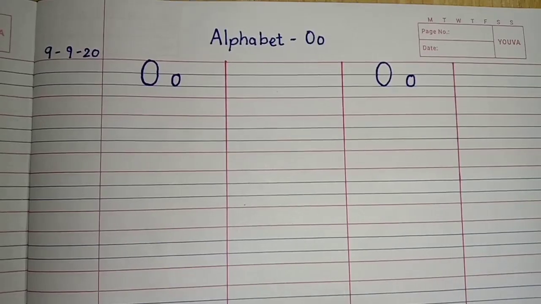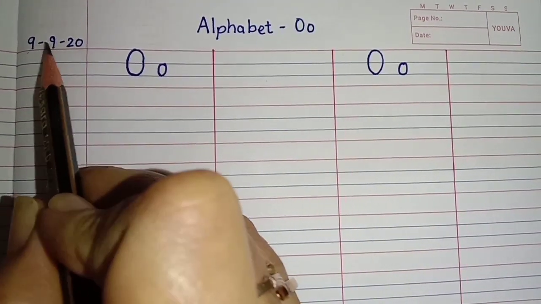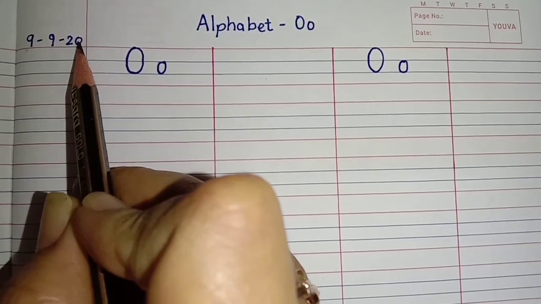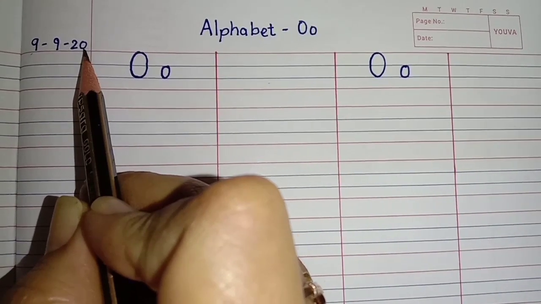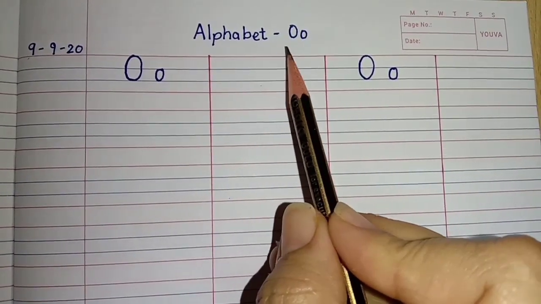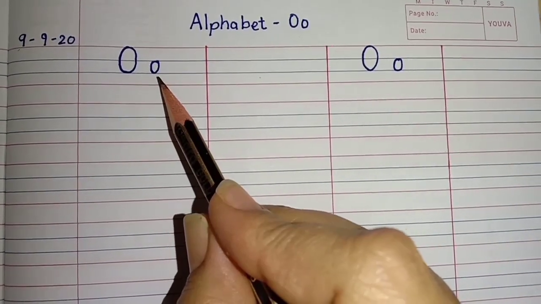Kids, now we will learn how to write alphabet O in our English notebook. And we will also learn how to draw two simple pictures that start with alphabet O. Kids, I have written the date here, 9th September 2020, and the heading, alphabet O. Capital O, small o.